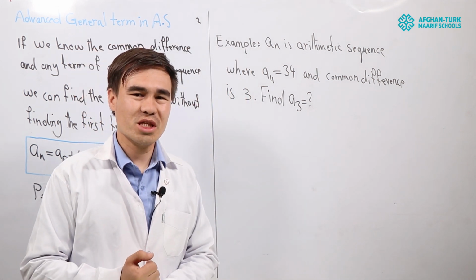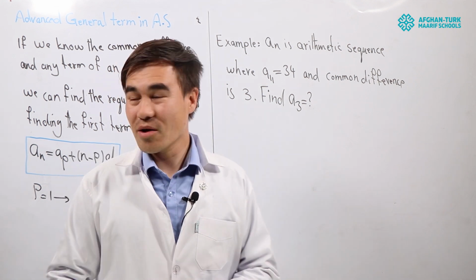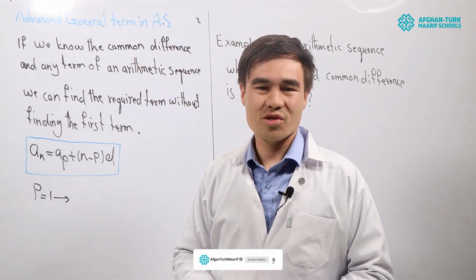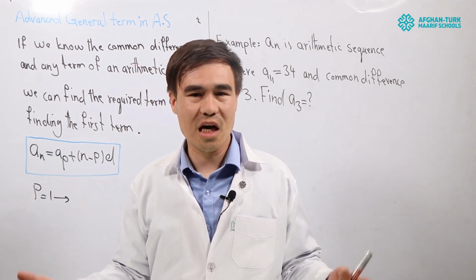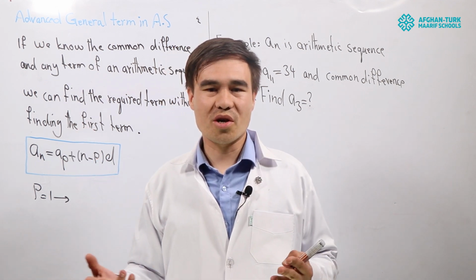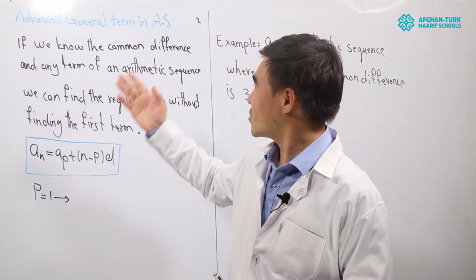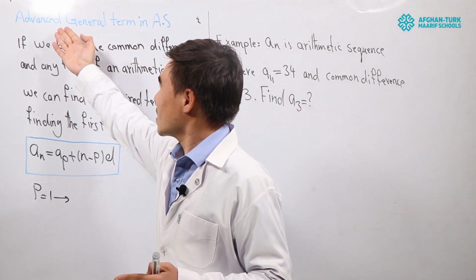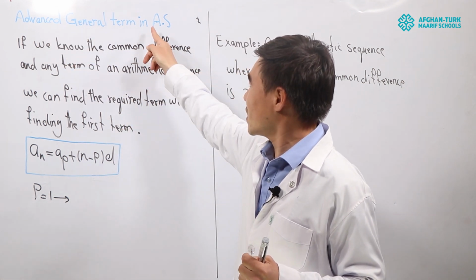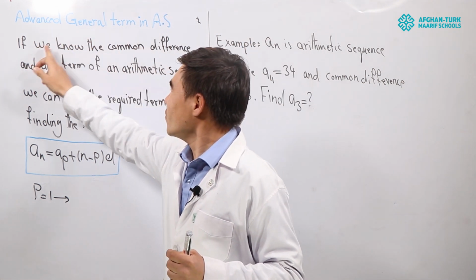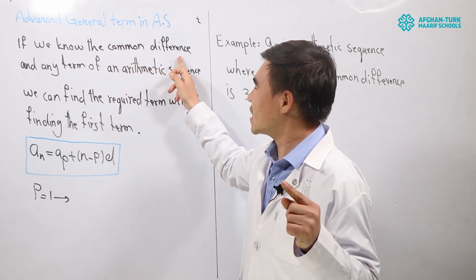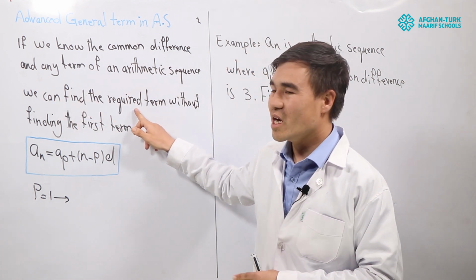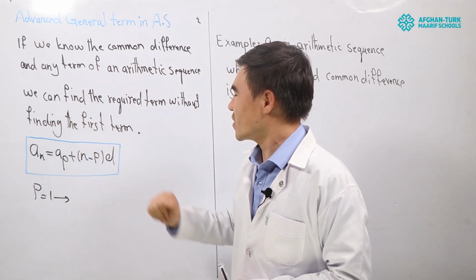This is Abdul Karim Wahaj, and today I'm going to talk about the advanced general term of arithmetic sequences. We have studied arithmetic sequences, defined them, divided them into two parts, and also studied the general terms in arithmetic sequences. Why do we study the advanced general term? Because if we know the common difference and any term of an arithmetic sequence, we can find the required term without finding the first term.